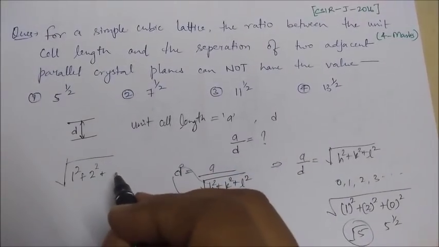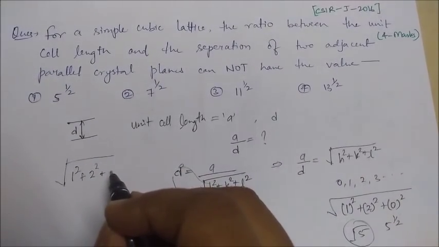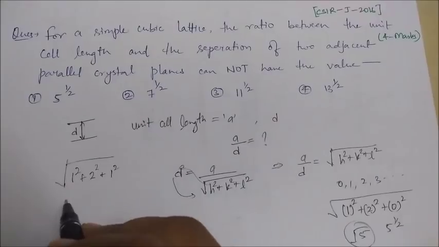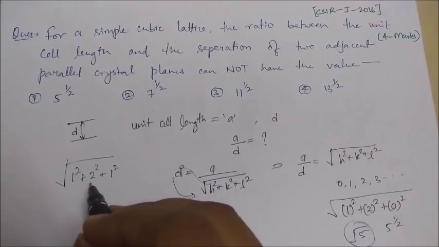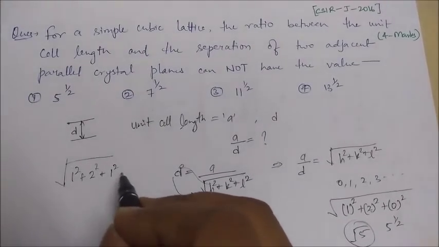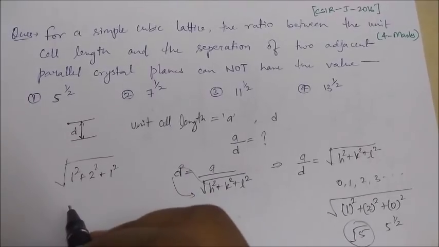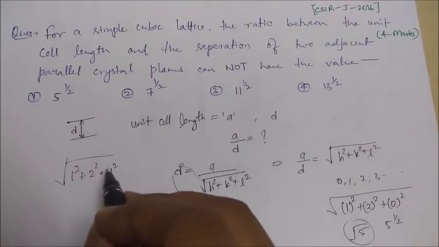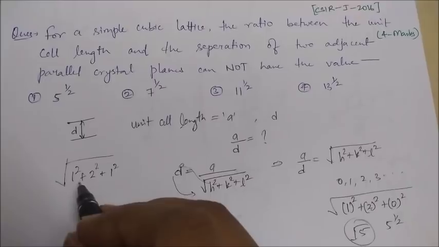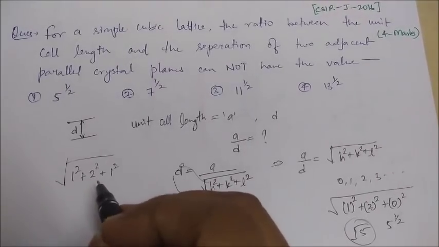Try on your own. If you take 1², the value will be 1, 2² will be 4, and 1 plus 4 plus 1 will give you 6, so you get √6. And if you take 0 over here, you will get √5. So there is no way of getting √7 as the answer.